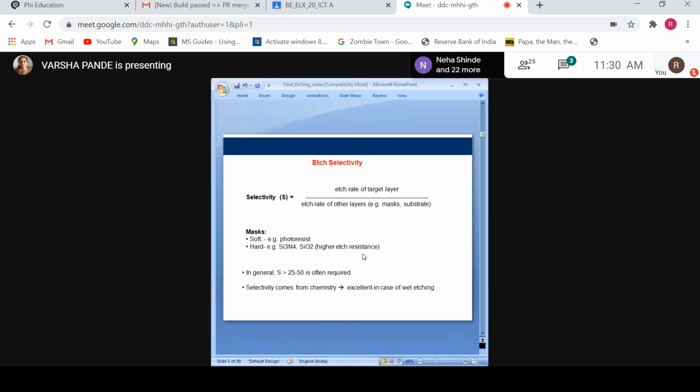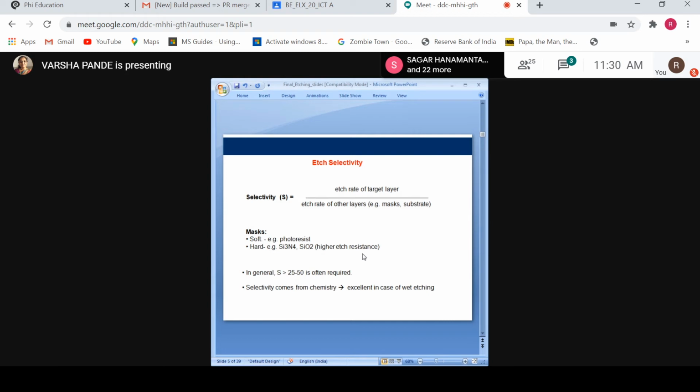So that is nothing but the etch selectivity. Etch selectivity means only the selected or targeted material will be removed, and other material should not be dissolved or removed in that etchant solution. Therefore, wet etching has good selectivity. Good selectivity means we can select the solution such that only that particular material will be dissolved. Other materials will not be dissolved in that solution.